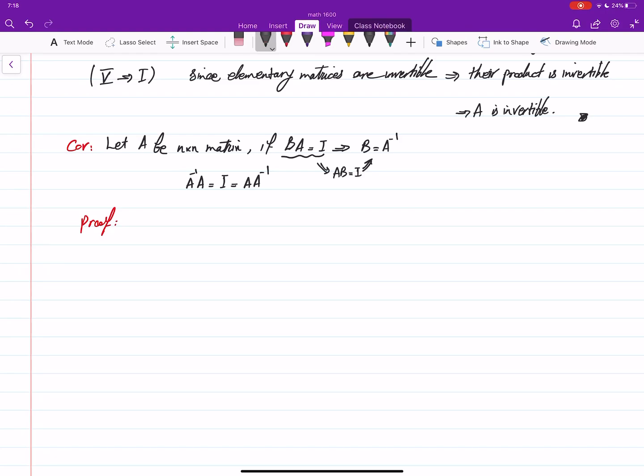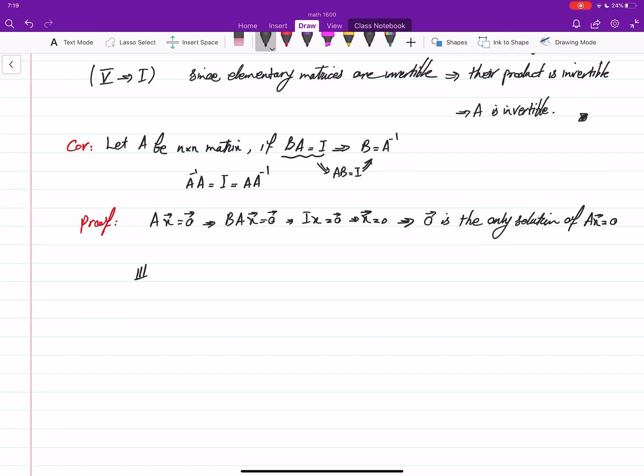This will use the third version. If AX equals 0, we can multiply by B, so we get BAX equals 0, and from there we get IX equals 0. That means that X is equal to 0. So 0 is the only solution of AX equal to 0. Check the third statement: if that is true, then A is invertible.